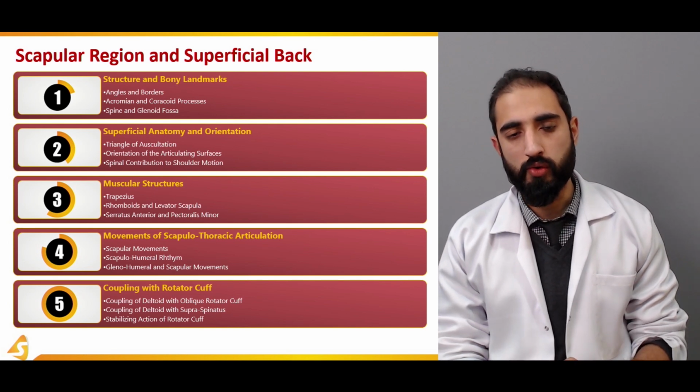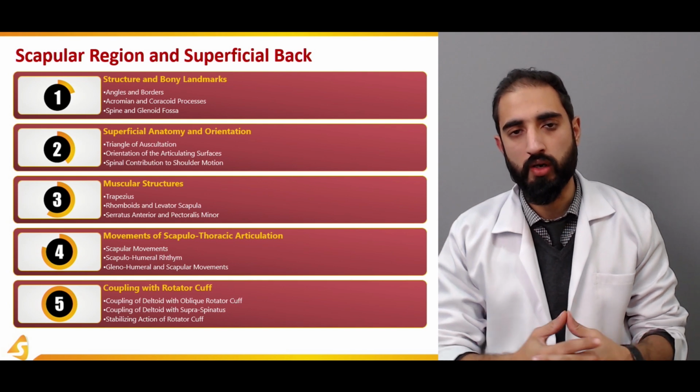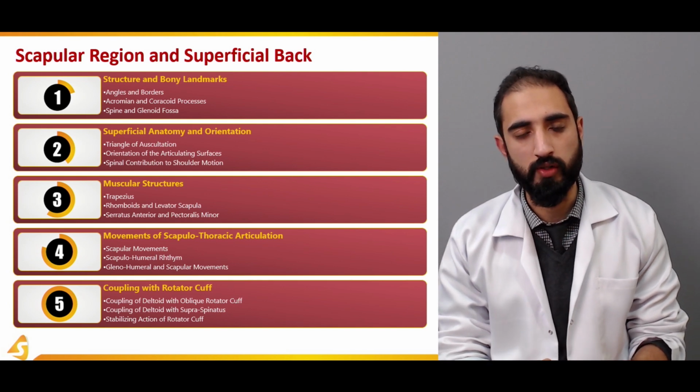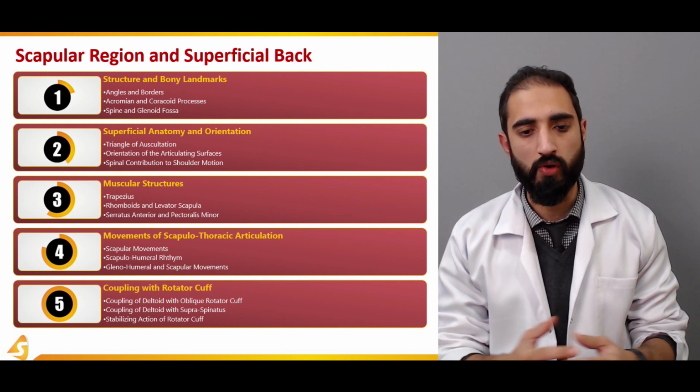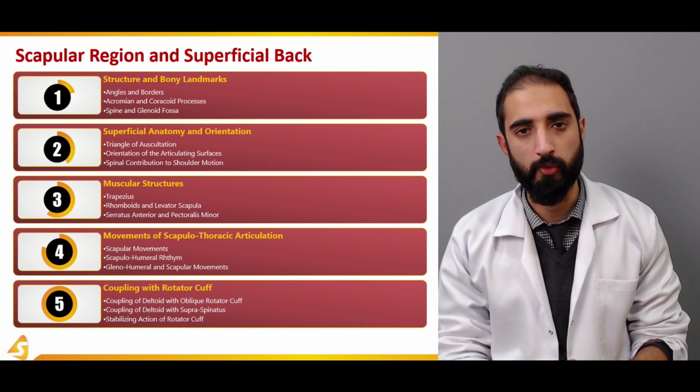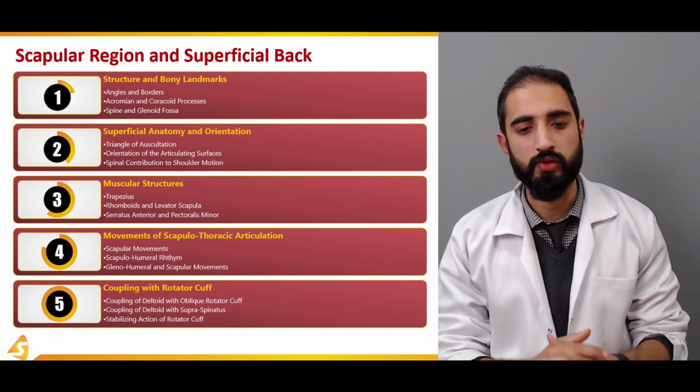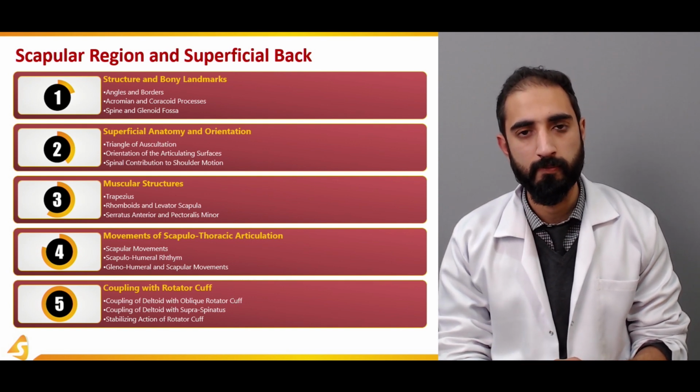In muscular structures, we are going to talk about the muscles which act at the scapula, including the trapezius, including both upper, middle, and lower fibers. We're also going to talk about the rhomboids and the levator scapula. And we're also going to talk about the serratus anterior and pectoralis minor.